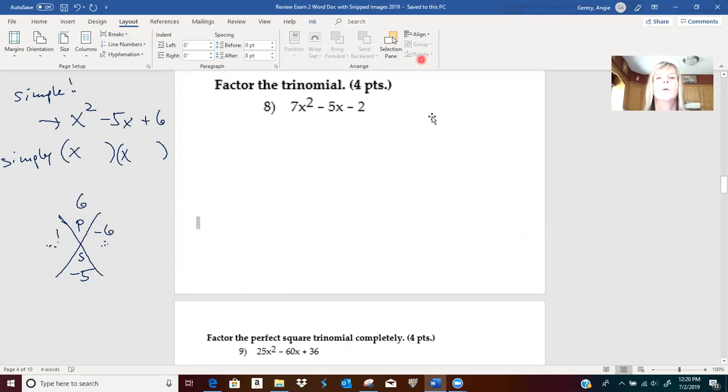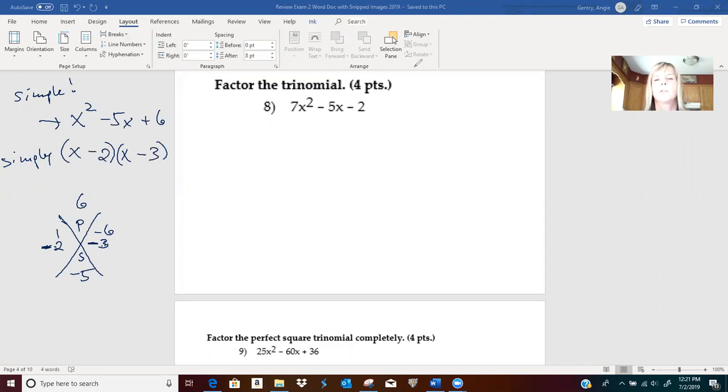So be very careful with the 6s and the 1s, because sometimes it's a 2 and a 3, or 6s and 5. Sometimes it's 2 and 3, and sometimes it's 6 and 1. So then you play with this and you say, well, 2 times 3 is 6, but 2 plus 3 is +5. So if you make both of those negative, then you have -2 times -3 is +6, true. And -2 plus -3 is -5, true. So these are the 2 values that you simply put in there.